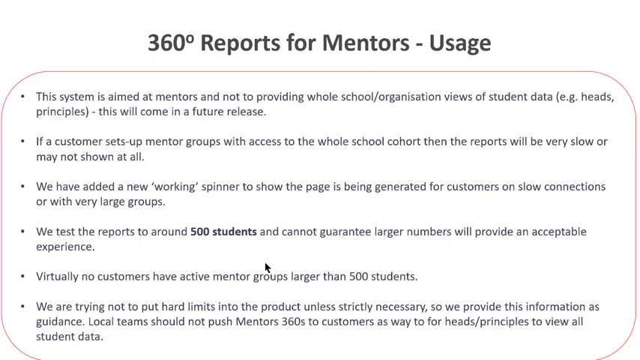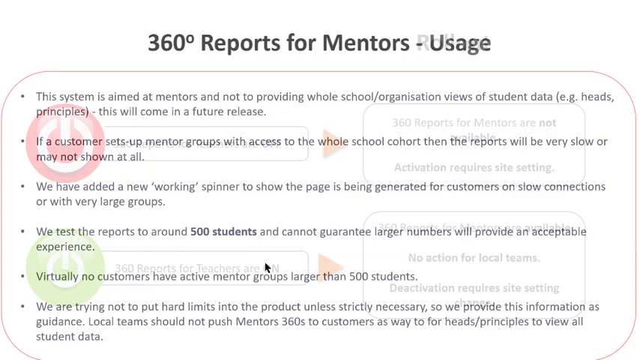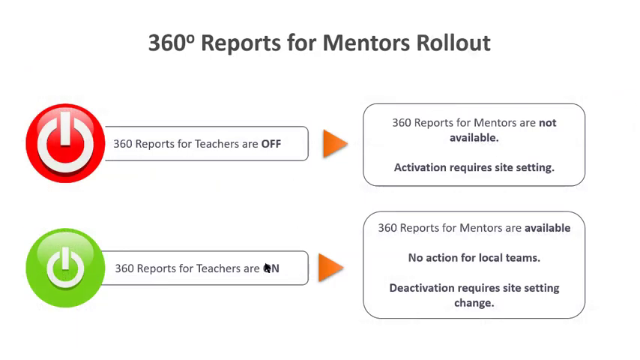Make sure that you understand that the reports are only built for around 500 students, and they get a little glitchy if you're a mentor of more than 500 students. So we want to make sure that you have a good experience with the 360 mentor report. So understand that those reports are kind of limited if you are a mentor of more than 500 students. So again, if 360 reports are turned off in the sysadmin tools, then they're not available for mentors. If 360 reports are turned on by the sysadmin, then they're automatically available in the mentor tab as well.